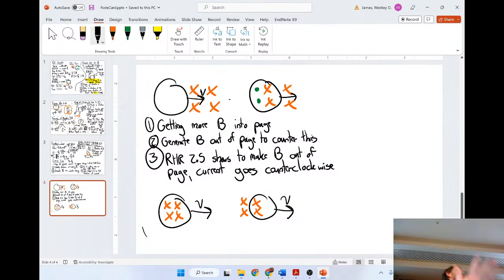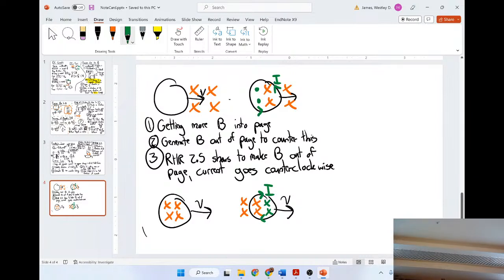Same question. Am I getting more field or less field? Less. What am I getting less of? Into the page or out of the page? I'm getting less into the page, so I need to make more into the page. Oh, and I'll put here, this one was counterclockwise. So, how do I make a field into the page? Put your thumb into the page. It generates a clockwise current. It's the opposite.